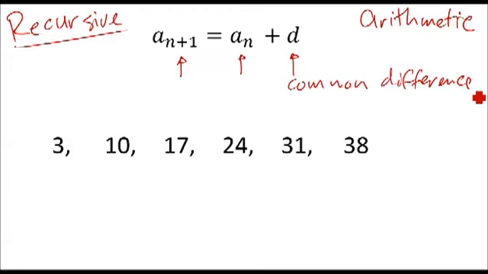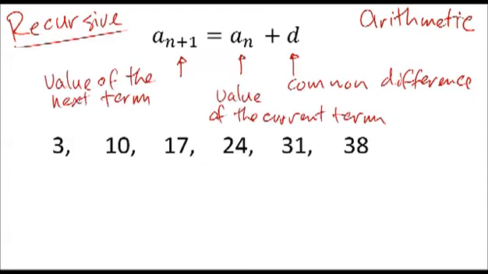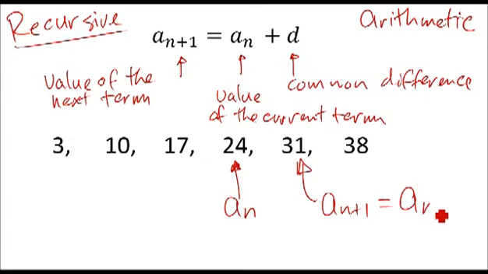Let me write these down. So if I look at this, this says the value of the next term, a sub n plus 1, is equal to the value of the current term plus the common difference for that particular sequence. So that would look like this in practice. Let's say that I'm sitting here at this value, and I want to know what the next value is. Well, this right here is my current value, and it says that a sub n plus 1 is going to equal the value of my current term plus my common difference.